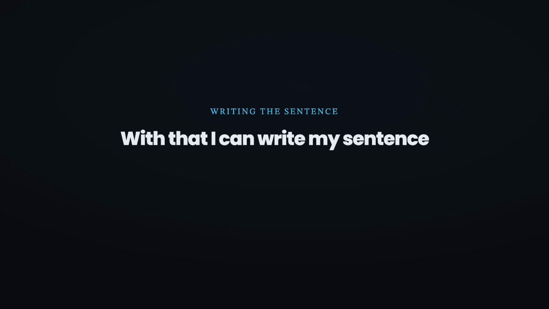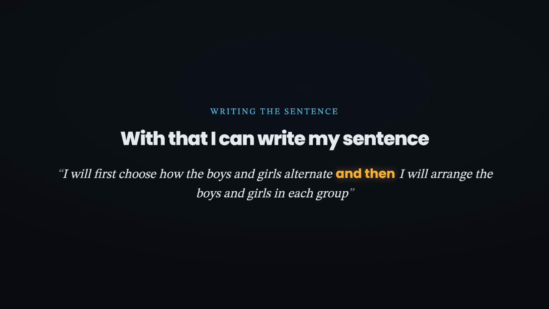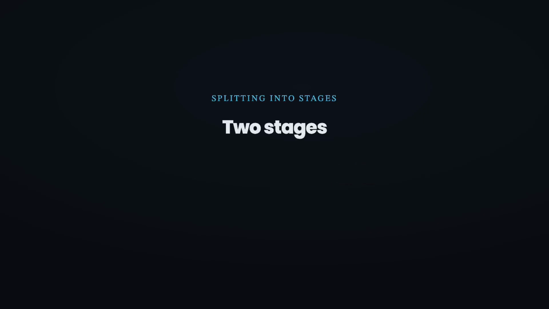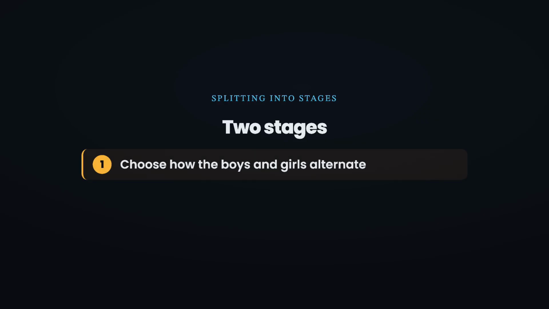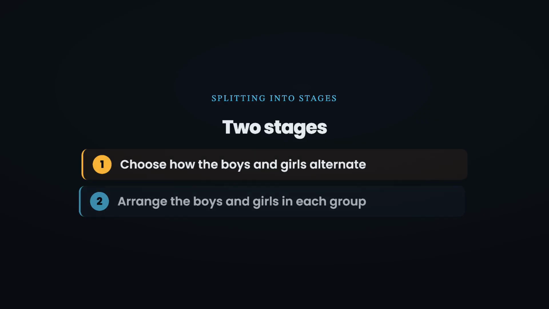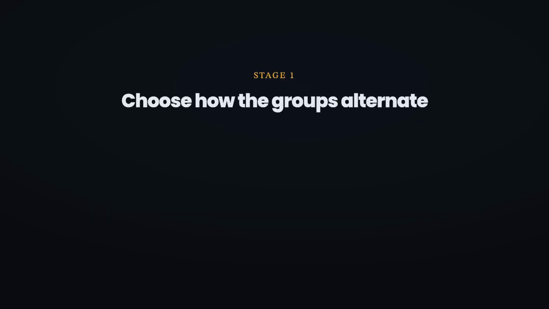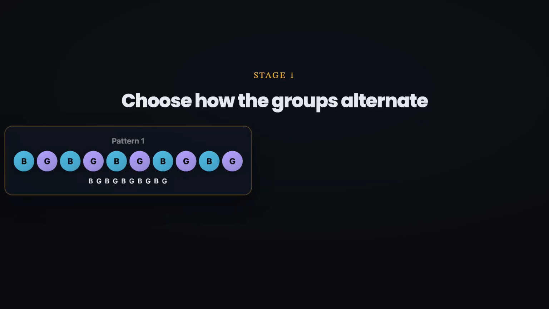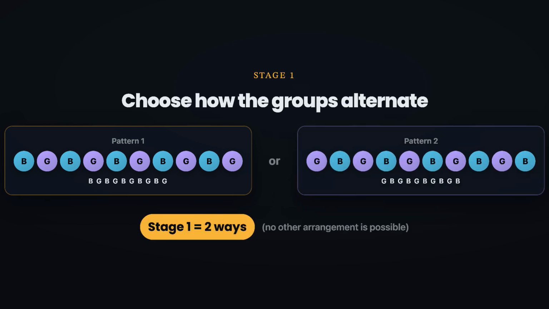With that, I think I can write my sentence. I will first choose how the boys and girls alternate, and then I will arrange the boys and girls in each group. Splitting into stages, we have 1. First choose how the boys and girls alternate, and 2. Arrange the boys and girls in each group. We already know that there are only two ways the groups can be arranged, or in other words, alternate. So there are two ways to do stage 1.